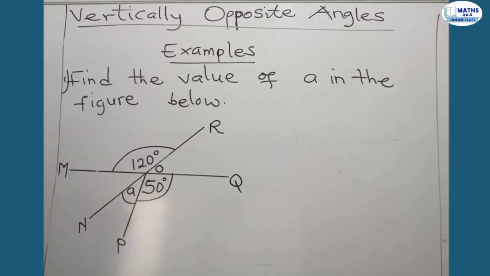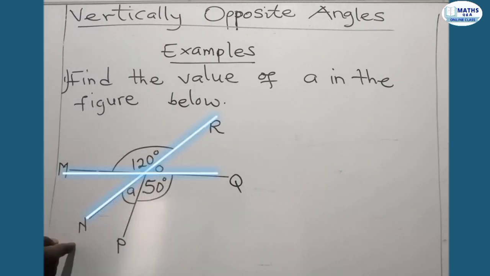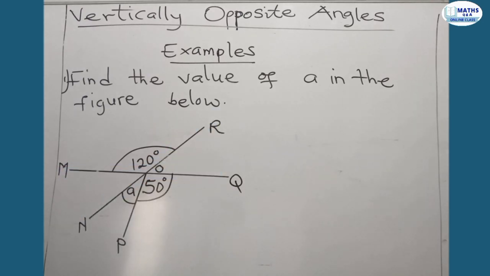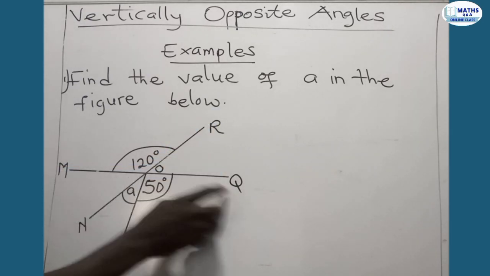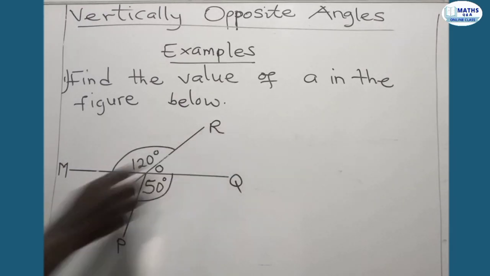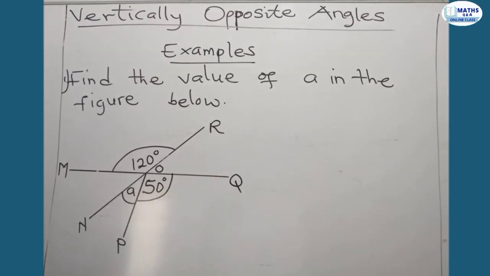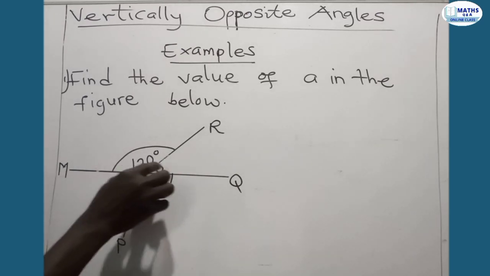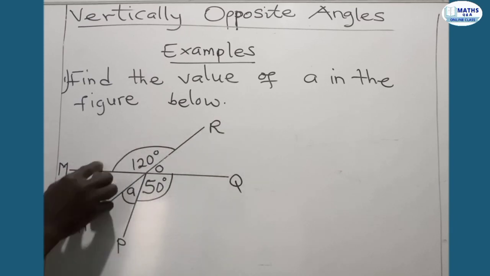If you look at this figure very well, you see that we have two straight lines which are crossing each other, right? And the lines are NR and MQ. So if they cross each other, they create angles which are directly opposite. So you can see that angle MOR is one of the angles.